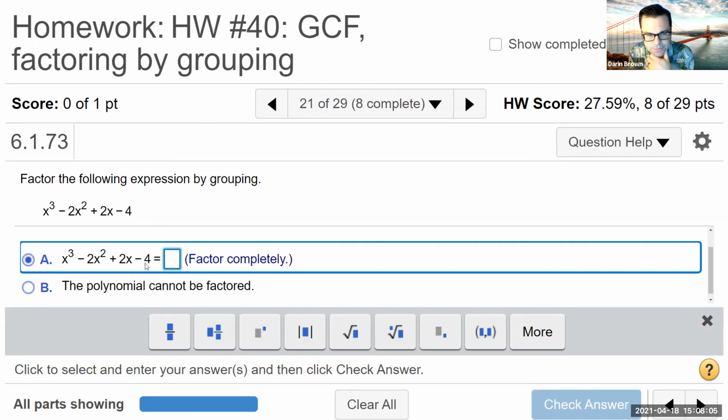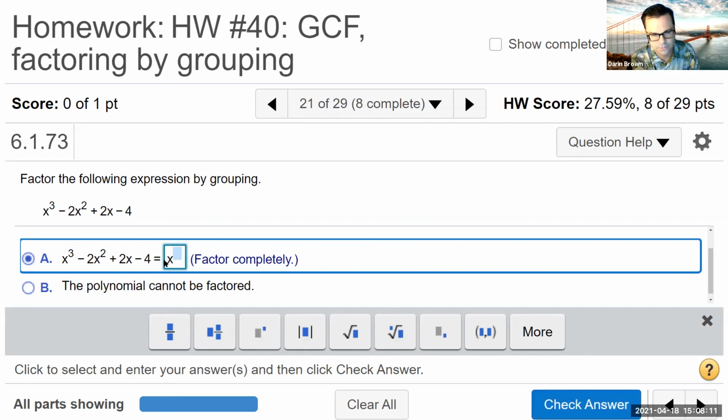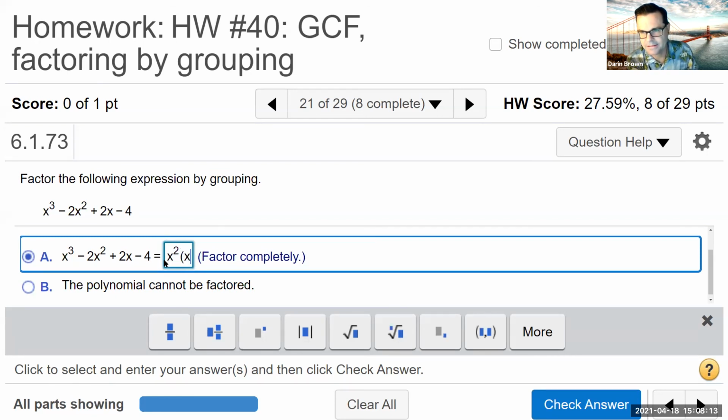So the first two terms, x cubed and 2x squared. From those first two terms, we could factor out x squared. We're going to be left with x minus 2. From the 2x minus 4, there's a common factor of 2. Well, that's it, just 2, but that's fine. Plus 2, and what's left over is also x minus 2.